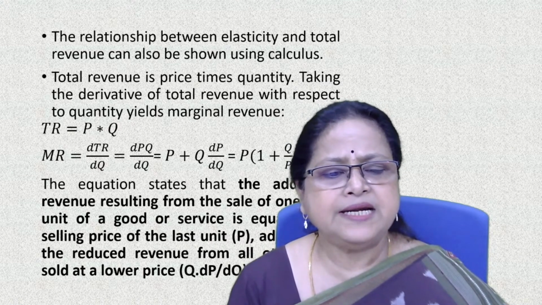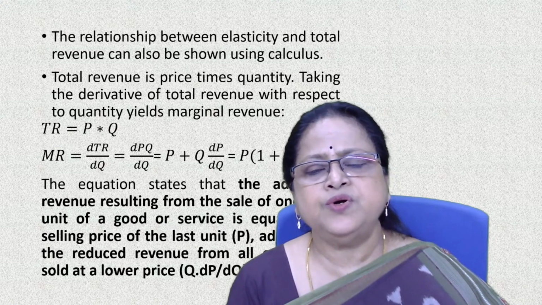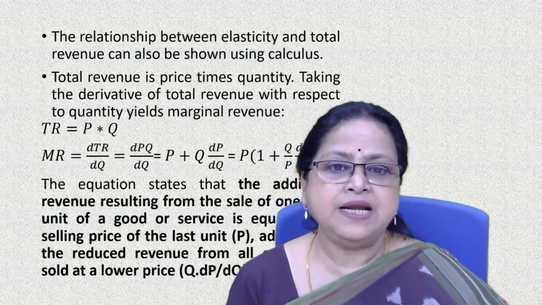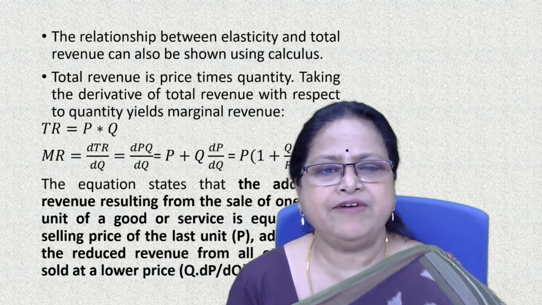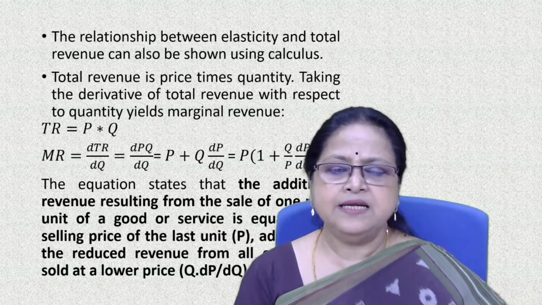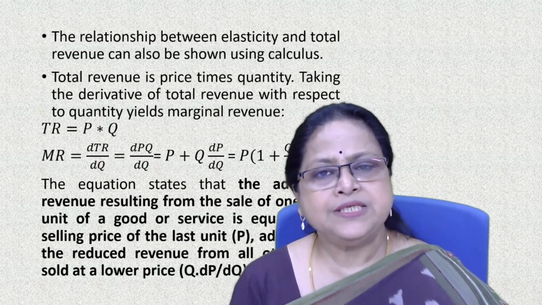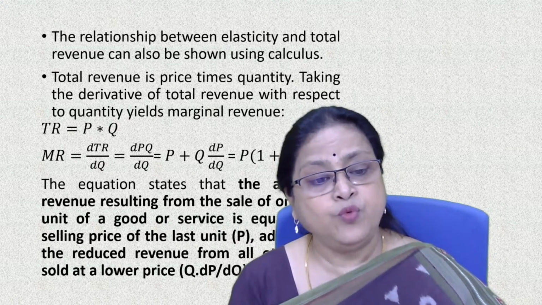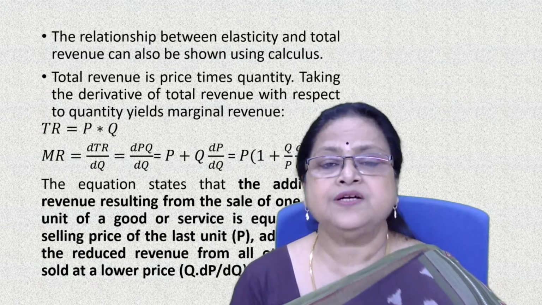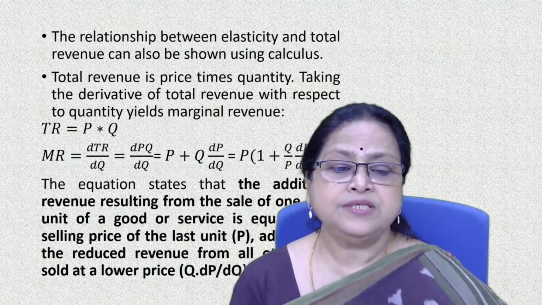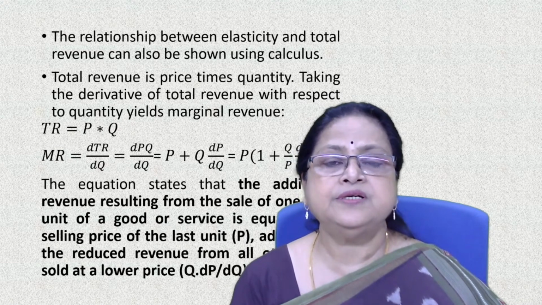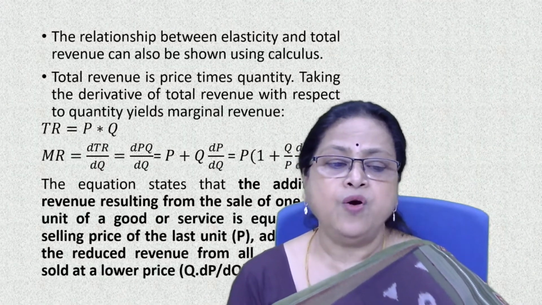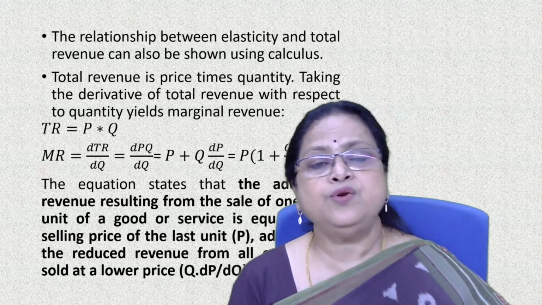Now what is on the right hand side? That is nothing but your 1 by E, that will be elasticity. Just look at the right hand value and you can find out what that value is. The equation states that the additional revenue resulting from the sale of one more unit of a good or service is equal to the selling price of the last unit P, adjusted for the reduced revenue from all other units sold at a lower price.